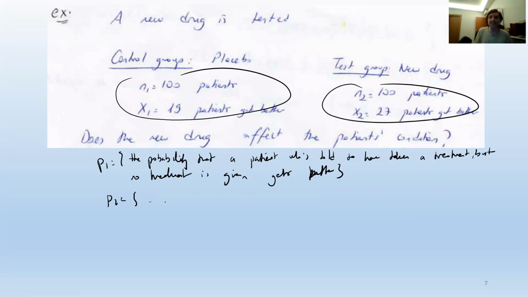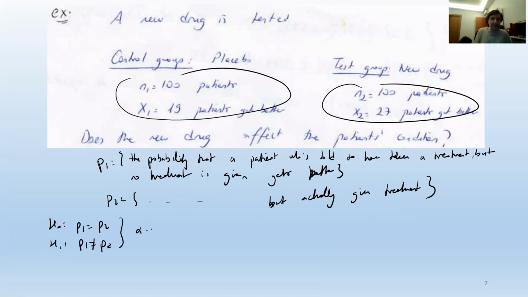And P2 is the very same thing, but actually given the treatment. So we would like to test whether P1 is equal to P2 versus P1 is not equal to P2 at a certain significance level, and let that level be equal to 0.05. I think that's what is asked also in the question, at least in my notes. 0.05 is the probability here.